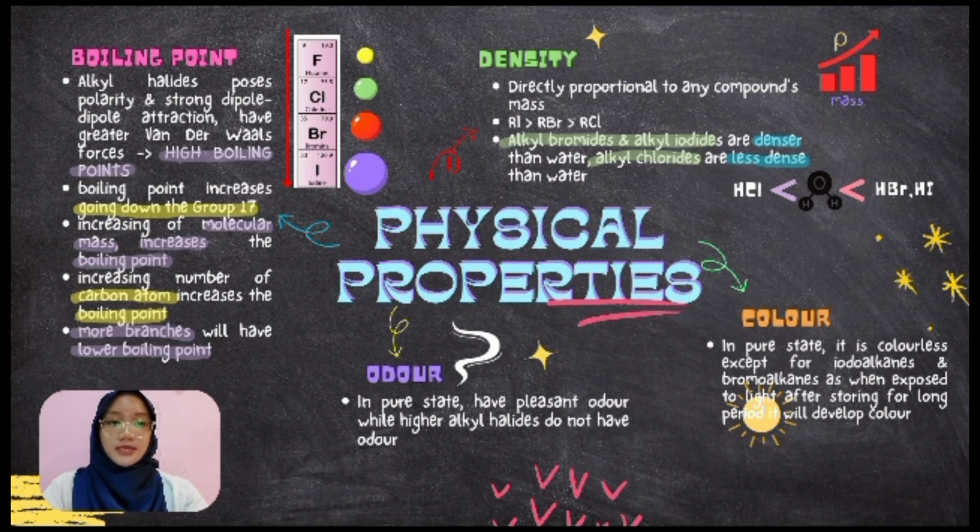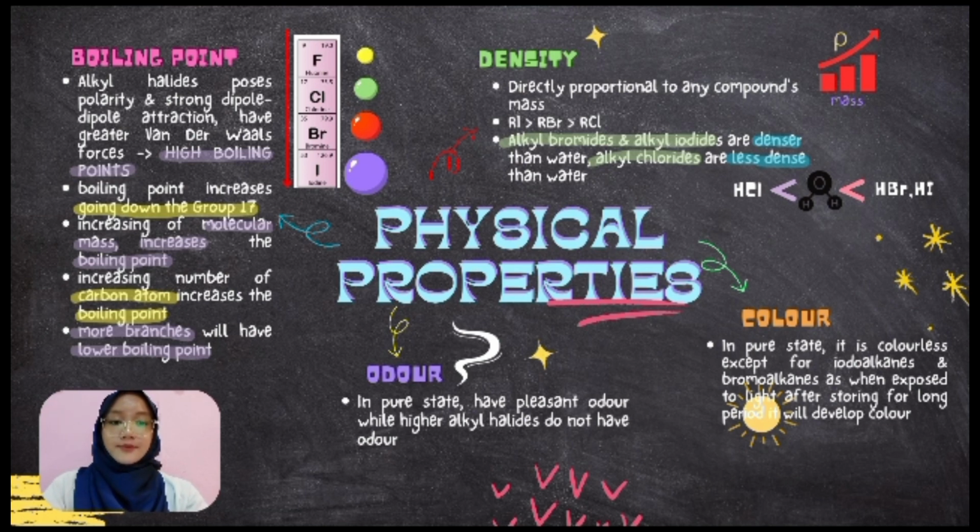For the same halogen, the boiling point depends on the molecular mass. An increase in molecular mass results in an increase in boiling point, as the size of the atom also increases. An increasing number of carbon atoms will also increase the boiling point. Meanwhile, compounds with branches will have a lower boiling point as they have a more spherical shape and a smaller surface area.